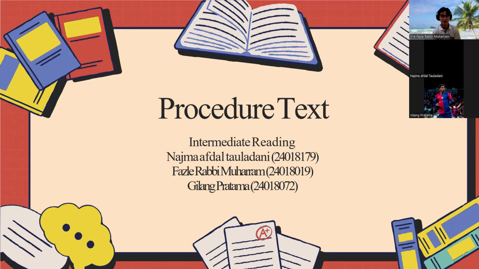Procedure text is a type of text that explains how to do something or how to make something step by step. It is commonly used in recipes, instructions, or manuals.